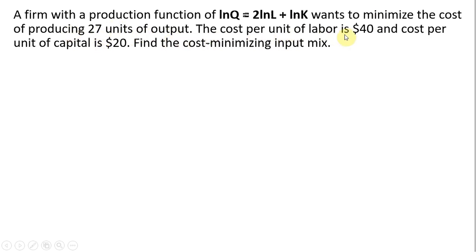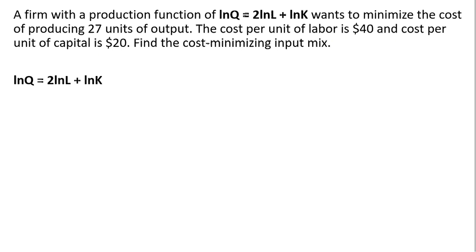The cost per unit of labor is $40, so the wage is $40, and the cost per unit of capital is $20, where R is the rental rate of capital, so R equals 20. We want to find the cost minimizing input mix.